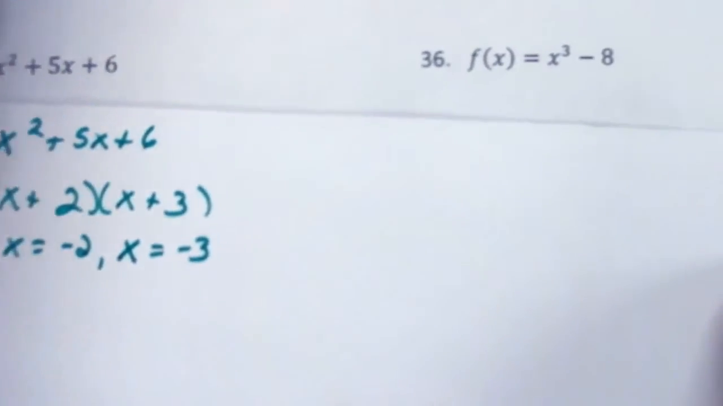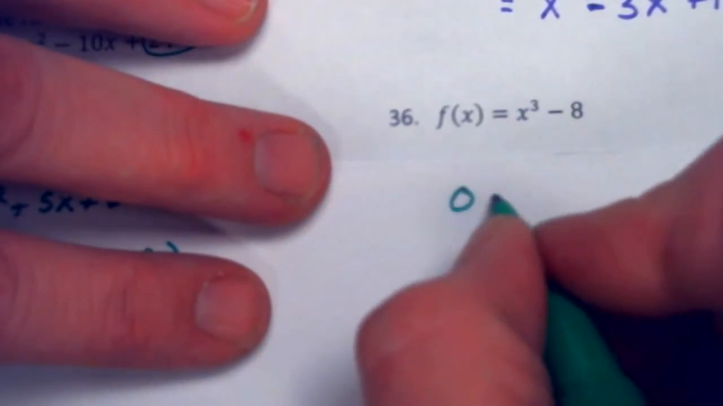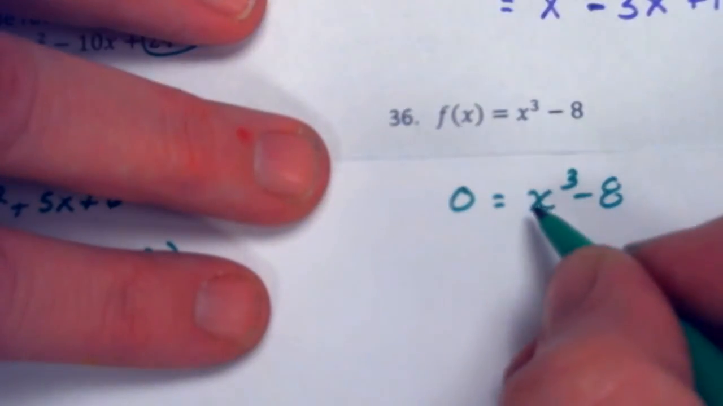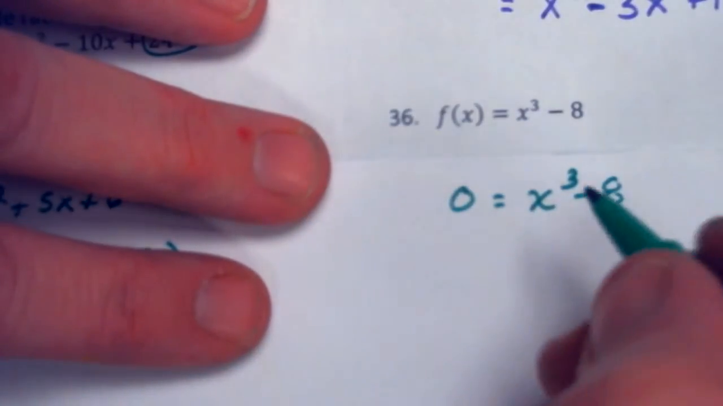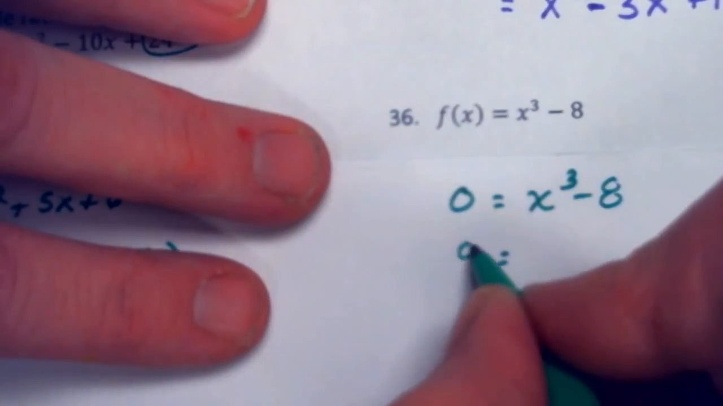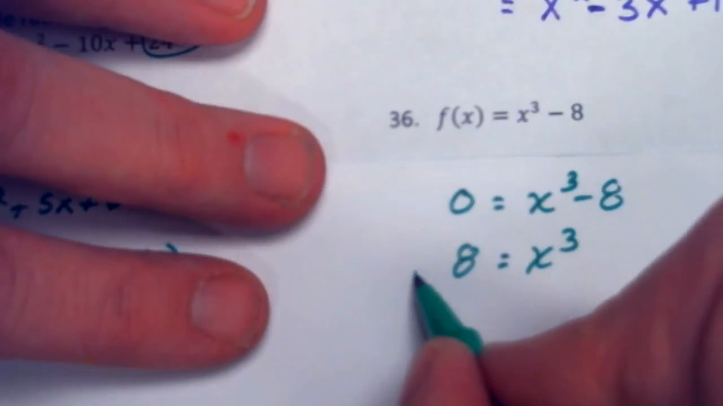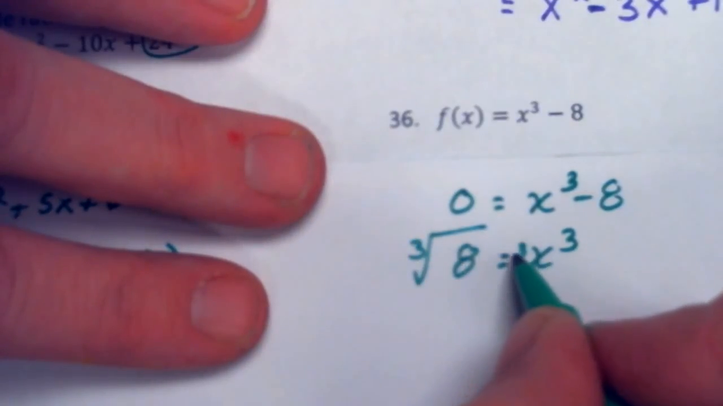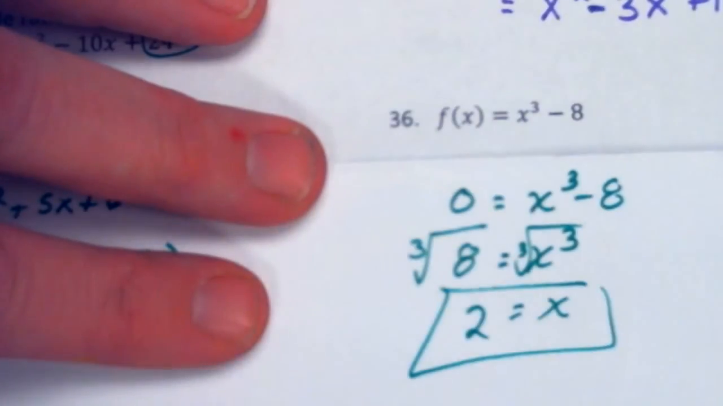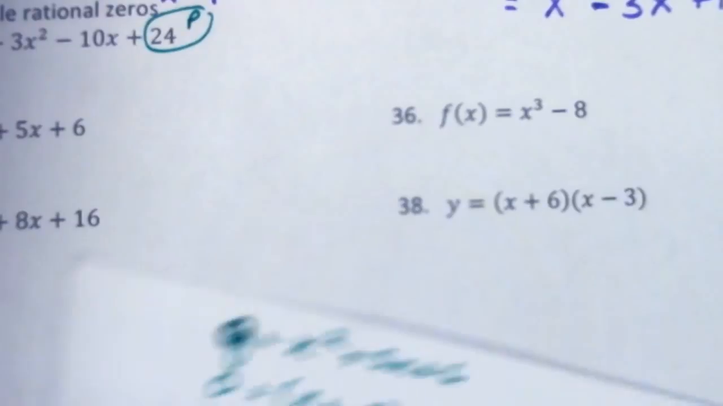Okay. For number 36, to find the zeros of that, set the function equal to 0. So 0 equals x to the third minus 8. Since there's only one term with an x, we'll isolate it. So add 8 to both sides. 8 equals x to the third. Okay, to get rid of the cube there, take the cube root of both sides. Cube root of 8 is 2. So for 36, the answer is just 2.